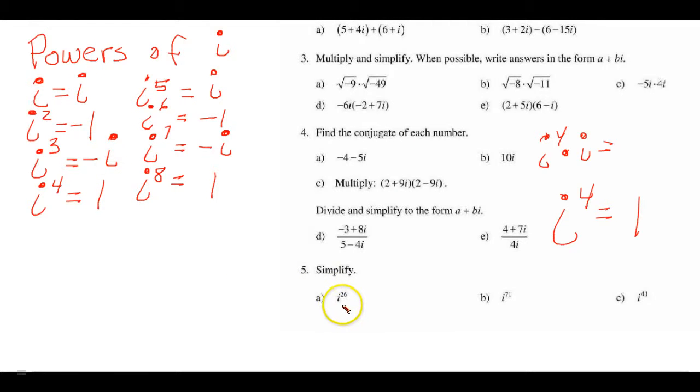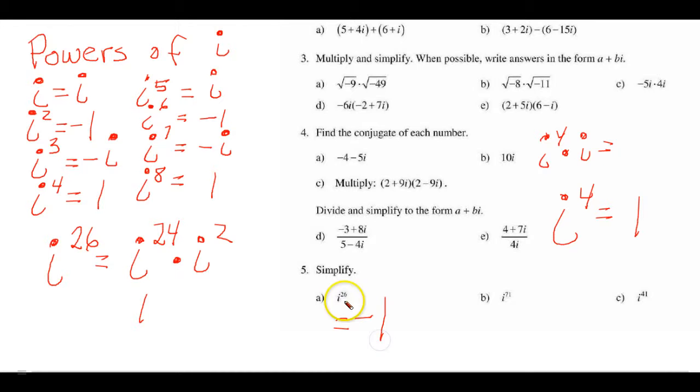So as I look here at i to the 26th, can you see that that is i to the 24th? This is divisible by 4 times i to the second. Well, any power of i divisible by 4 is just going to be a 1. So, and then what did we say i to the second was? A negative 1. And that's the answer to letter A.